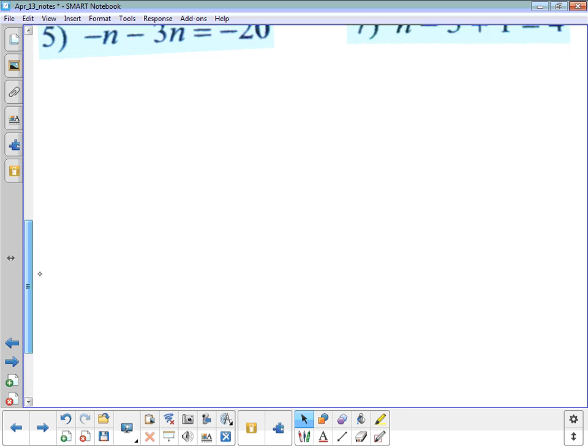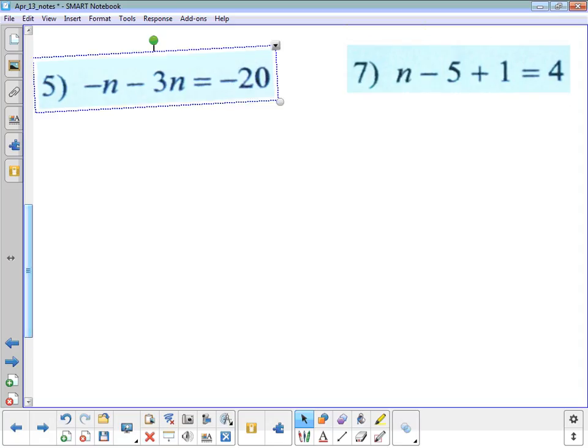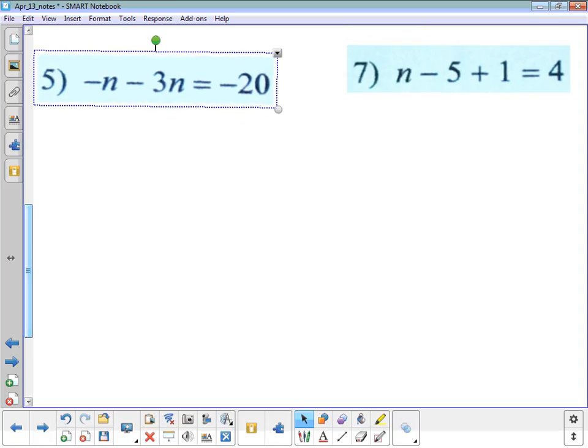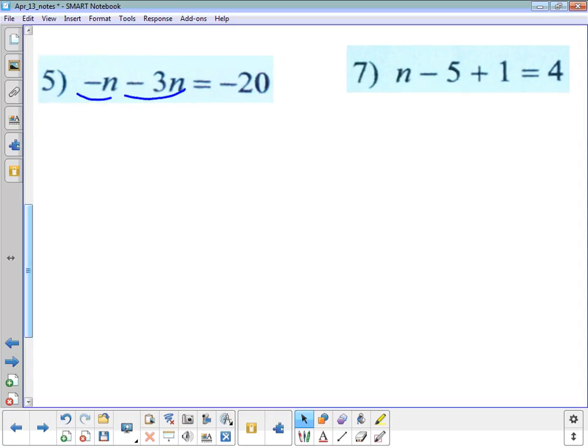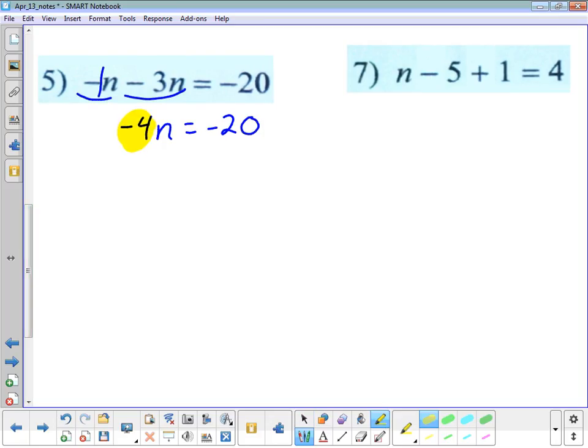Okay, problem 5. Negative n minus 3n equals negative 20. Again, I've got like terms here. They're both negative. So I actually have negative 1n minus 3n, which would be negative 1 plus negative 3, which would be negative 4n equals negative 20. Now I see I just have a one-step equation. I just need to get rid of the negative 4, so I need to divide both sides by negative 4.